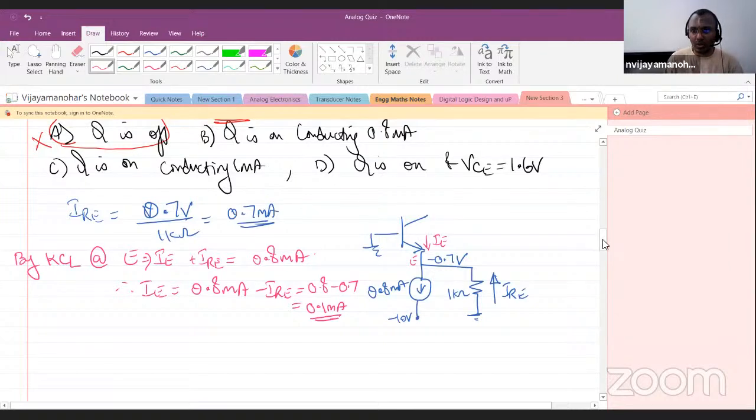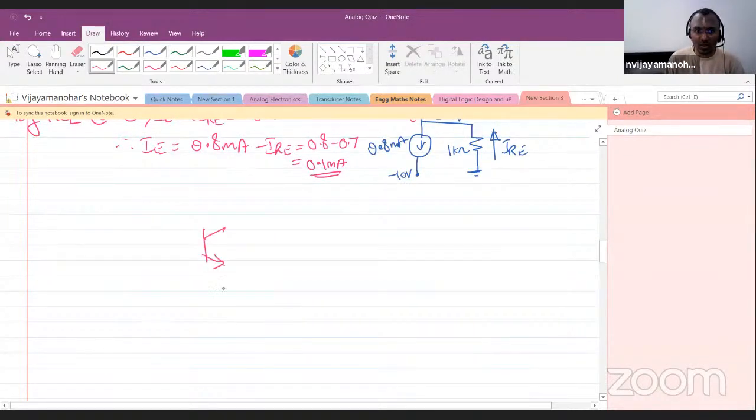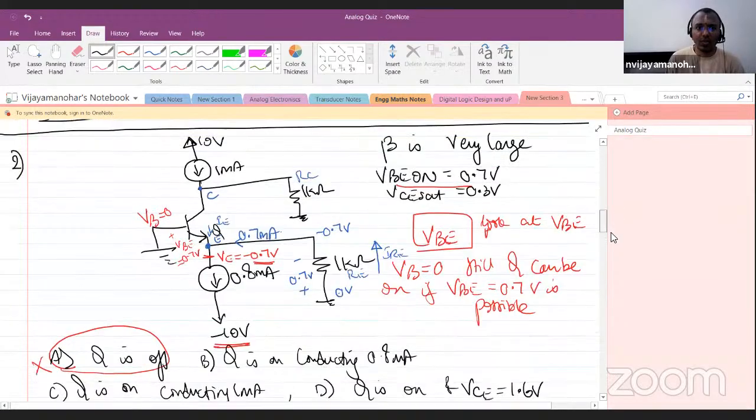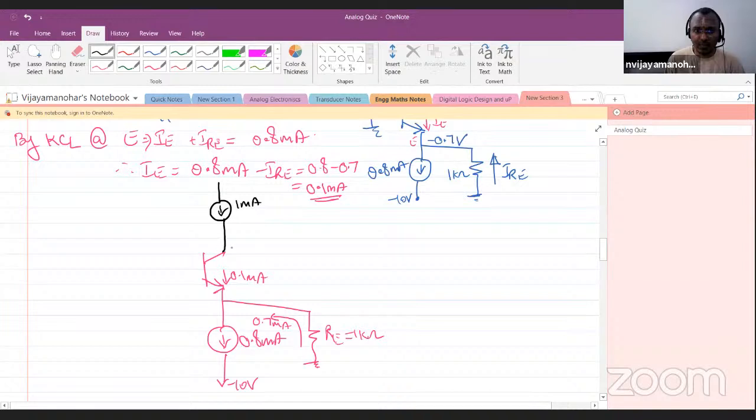Okay, now let us look at the entire circuit. So this is 0.8 milliampere, this is minus 10 volt, this is grounded, RE equal to 1 kilo ohm, and 0.7 milliampere is coming like this, 0.1 milliampere is coming like this. Now we have our collector circuit where I have 1 milliampere connected here, correct? 1 milliampere is connected. This is 1 kilo ohm.